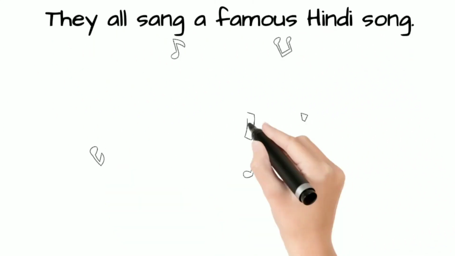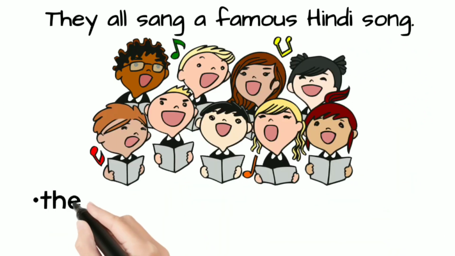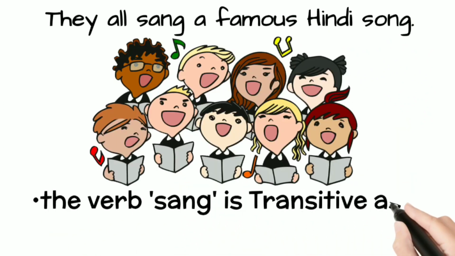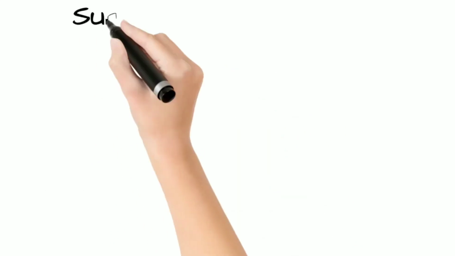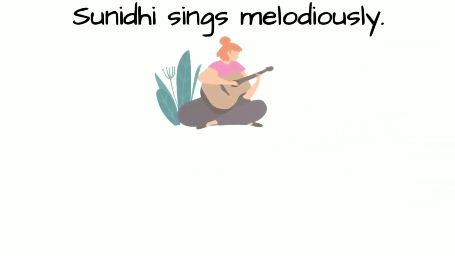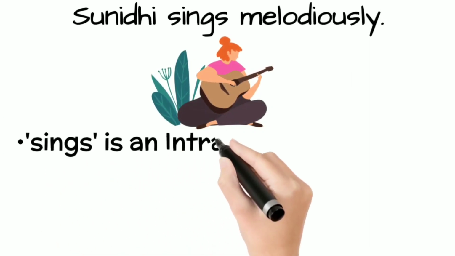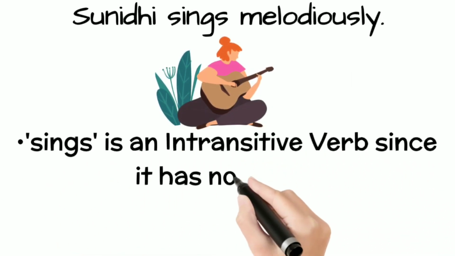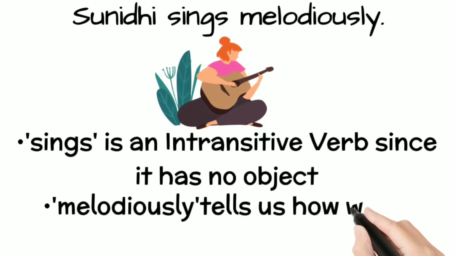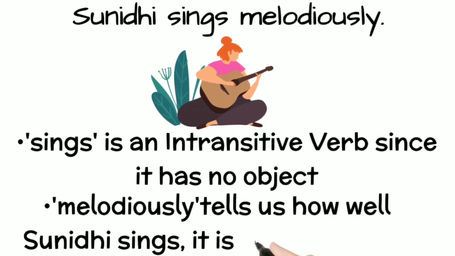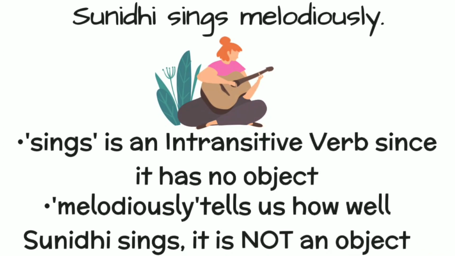They all sang a famous Hindi song. Here, the verb sang is transitive as it takes the object Hindi song. Sunidhi sings melodiously. In this sentence, sings is an intransitive verb since it has no object. The adverb melodiously tells us how well Sunidhi sings. It is not an object.